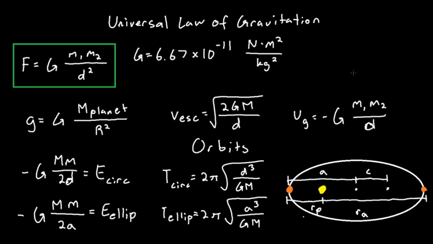But these are the formulas that you can derive from the universal law of gravitation, and I explained elliptical orbits and the variables associated with it using a, c, r_p, and r_a.